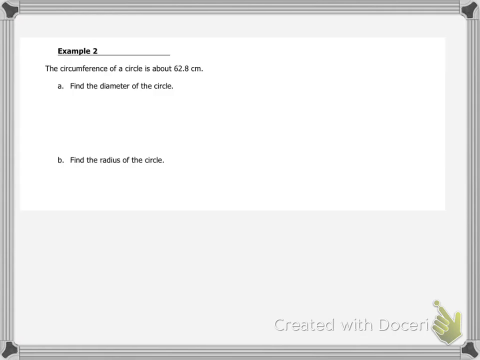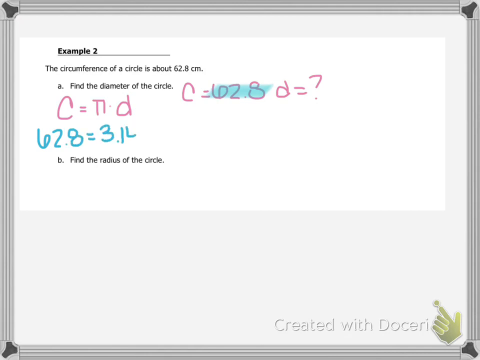We can also use the formula to find some missing lengths. So for example, if we know that the circumference of the circle is 62.8 and we want to find the diameter, we can use the formula circumference equals pi times the diameter. And since we know the circumference is 62.8, we can substitute that in for circumference, and of course pi is 3.14 times the diameter. Using algebra to undo this, I can divide both sides by 3.14.